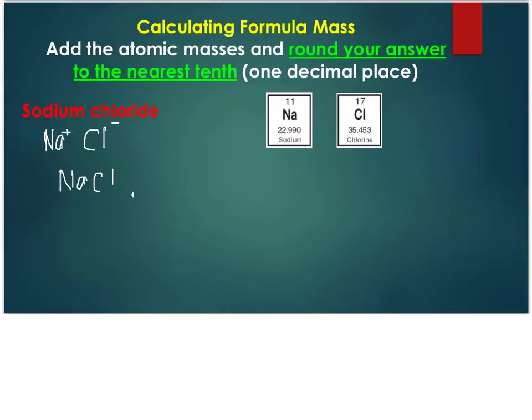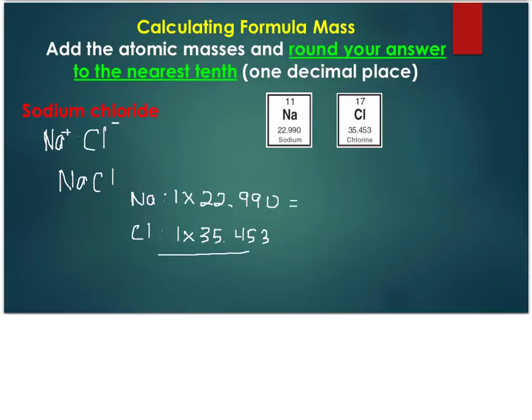So for sodium, we have one atom of sodium and its atomic mass is 22.990. Chlorine, we have one atom also. Its atomic mass is 35.453.